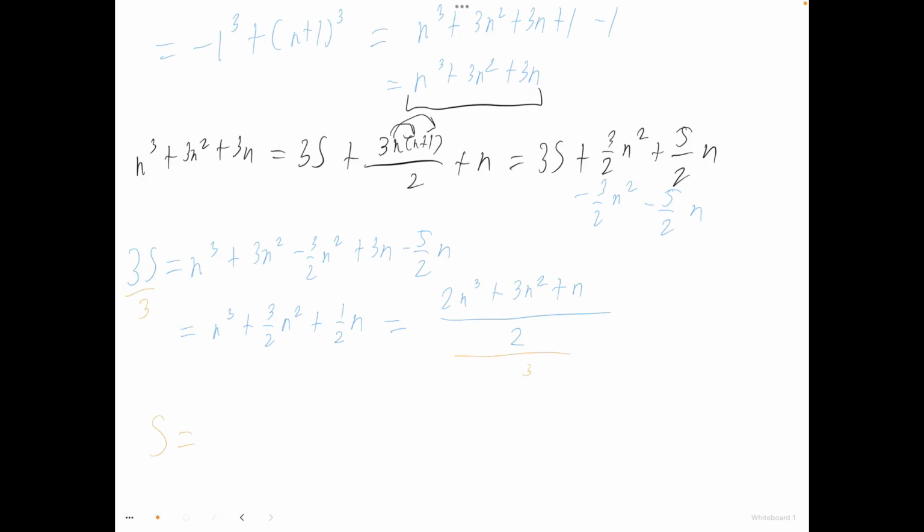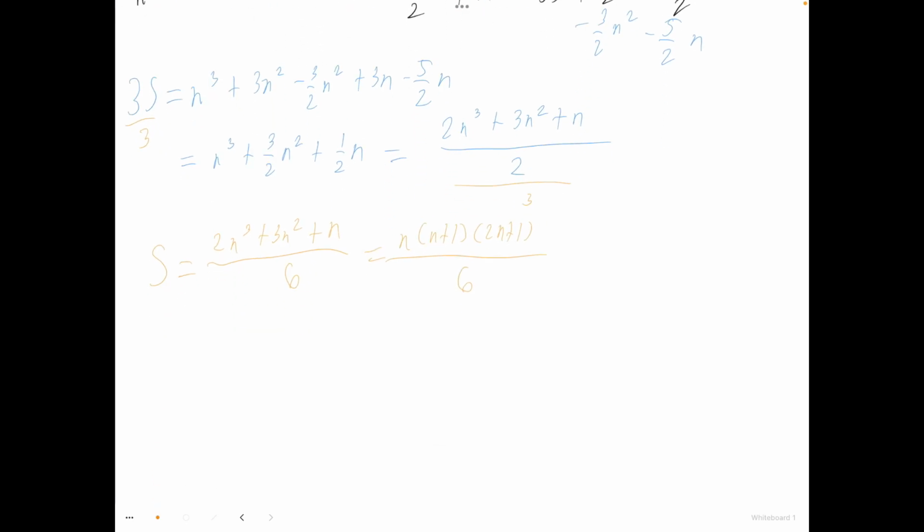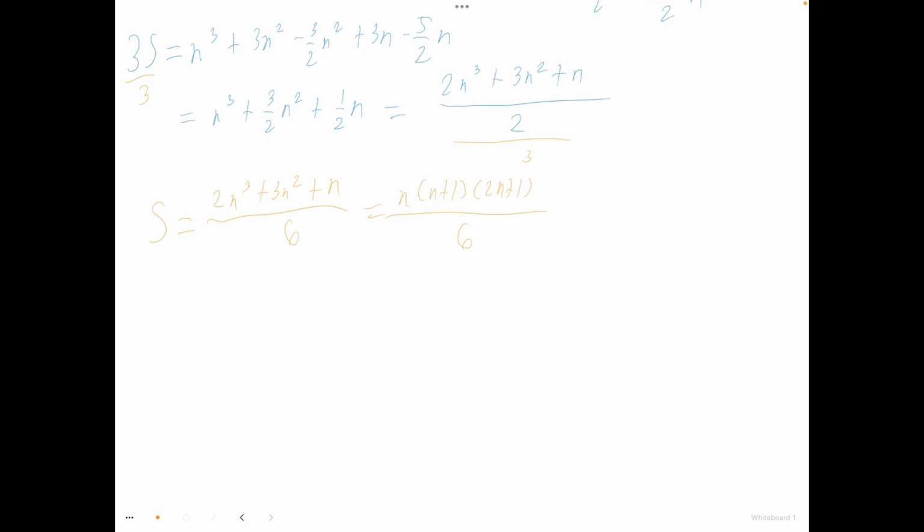And so we get s equals (2n cubed plus 3n squared plus n) divided by 6. And you can factor the top if you want as n times (n plus 1) times (2n plus 1) divided by 6. And so that is our summation of all of the perfect squares from i equals 1 to n. So we found the sum from i equals 1 to n of i squared is n times (n plus 1) times (2n plus 1) divided by 6.